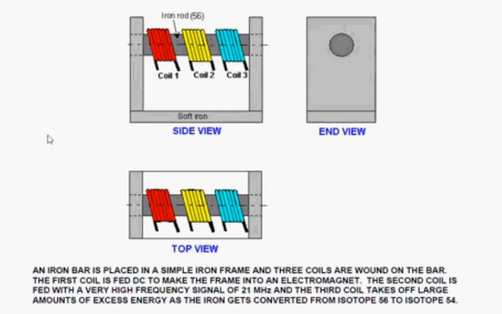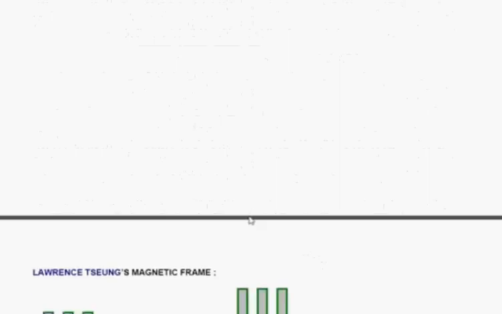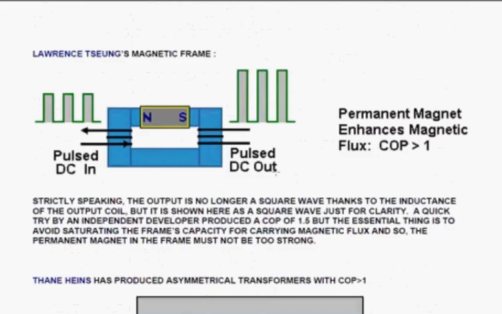Where does the energy come from? It comes from converting the iron inside the iron bar from one isotope to another isotope. The iron starts off with isotope 56 of iron and ends up with isotope 54 of iron. And that is a very effective and high power generator if you can generate 21 megahertz.